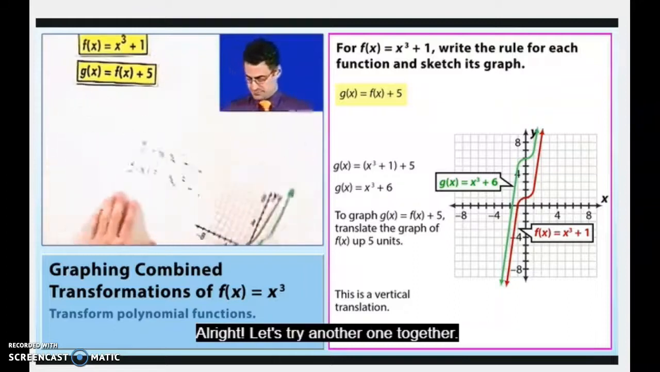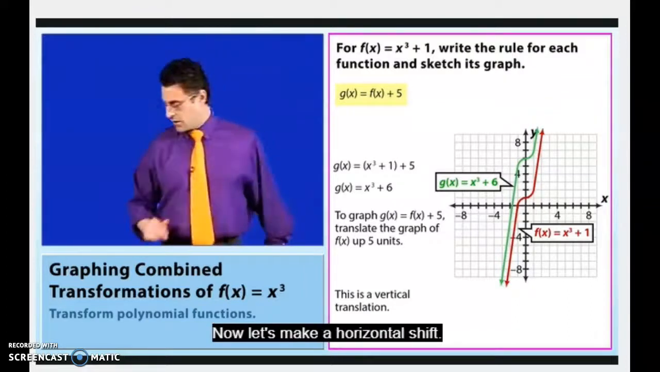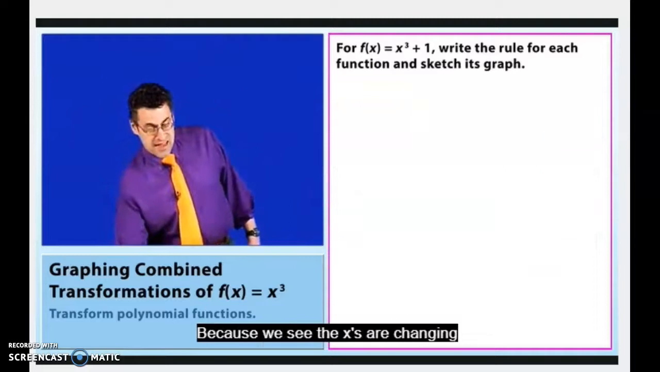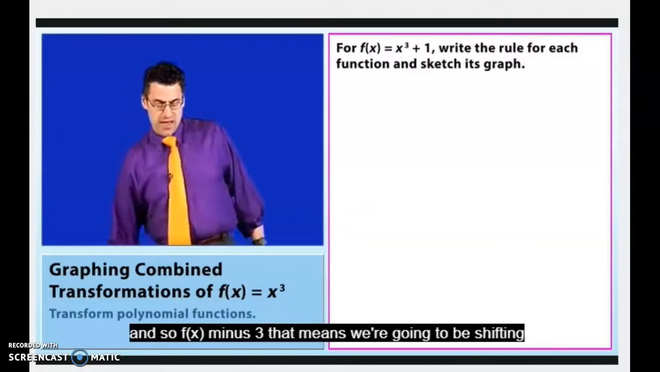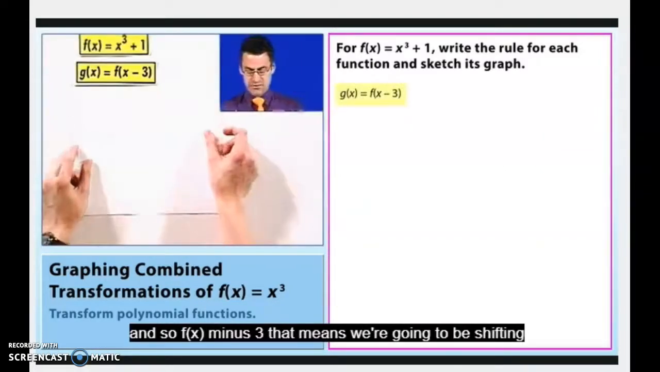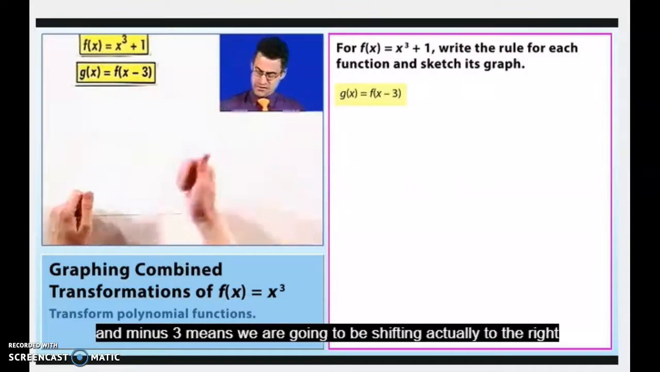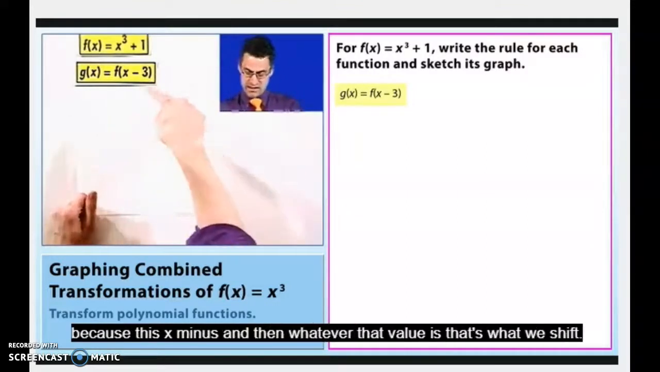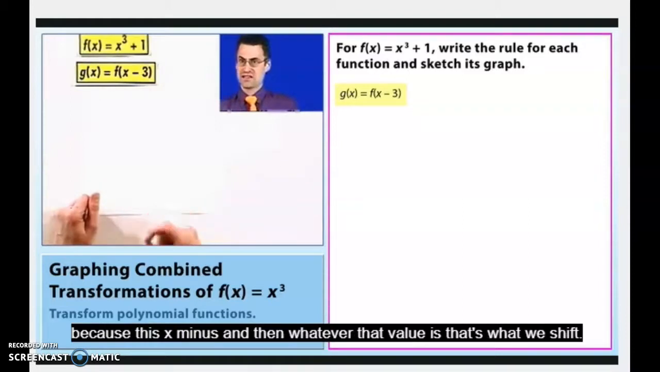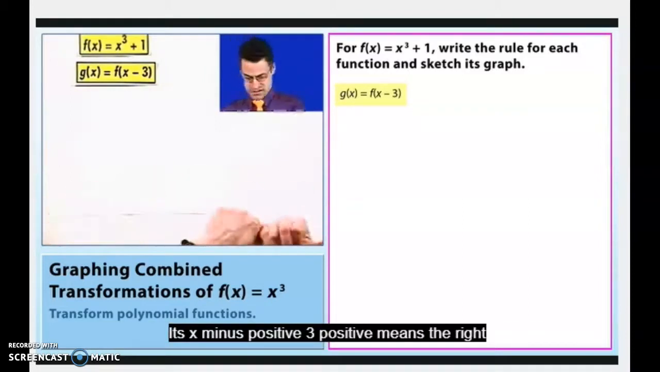All right, let's try another one together. Now let's make a horizontal shift, because we see the x's are changing. And so it's f of x minus 3. That means we're going to be shifting. And minus 3 means we're going to be shifting to the right, because it's x minus, and then whatever that value is, that's what we shift. It's x minus positive 3. Positive means to the right.